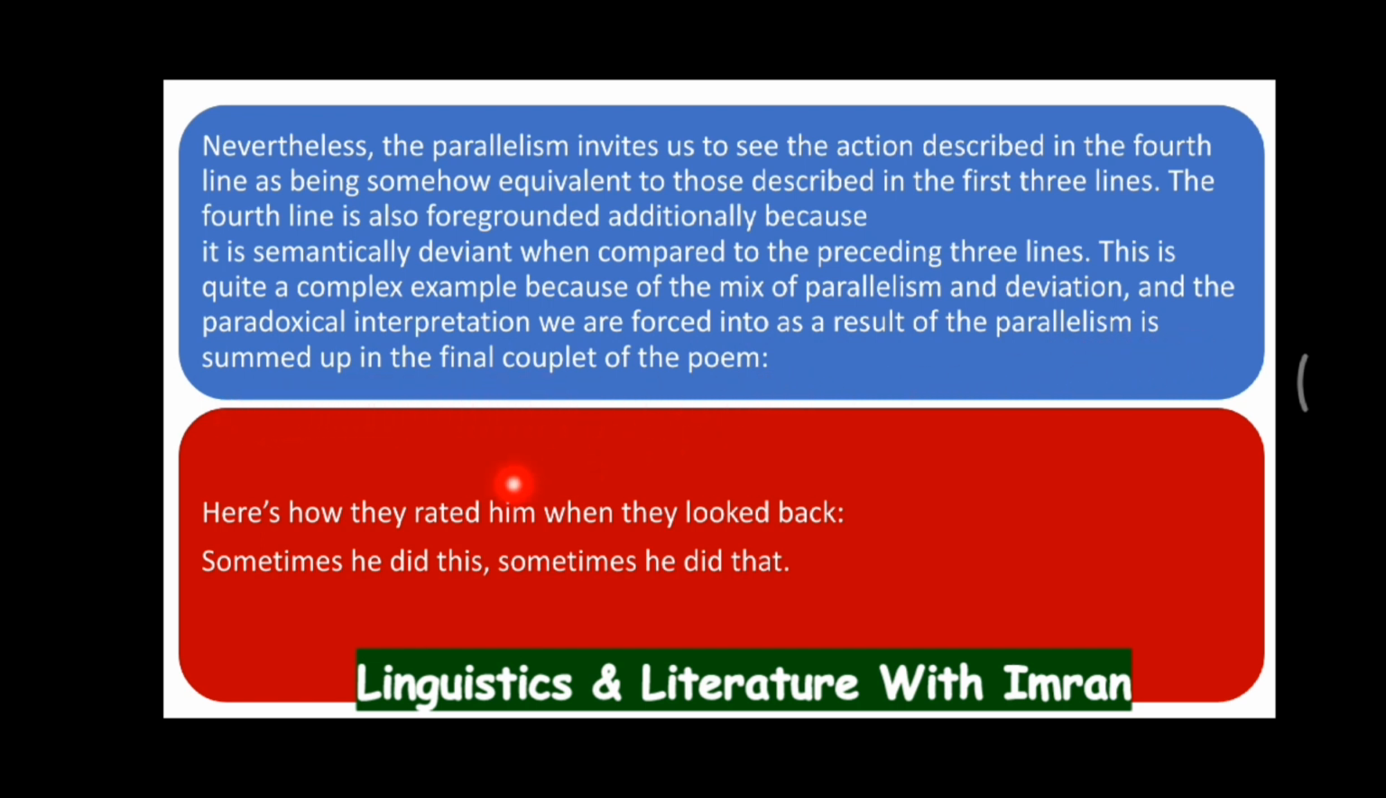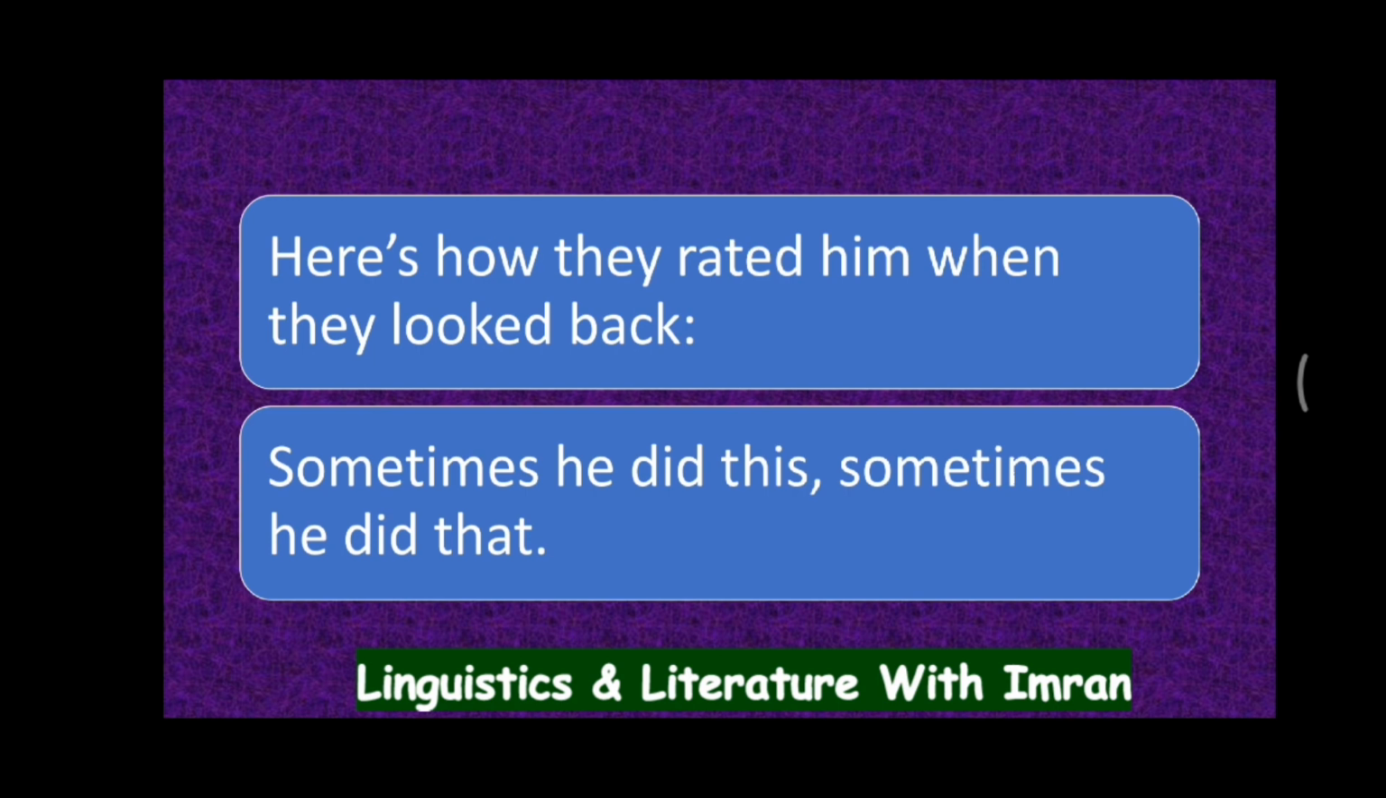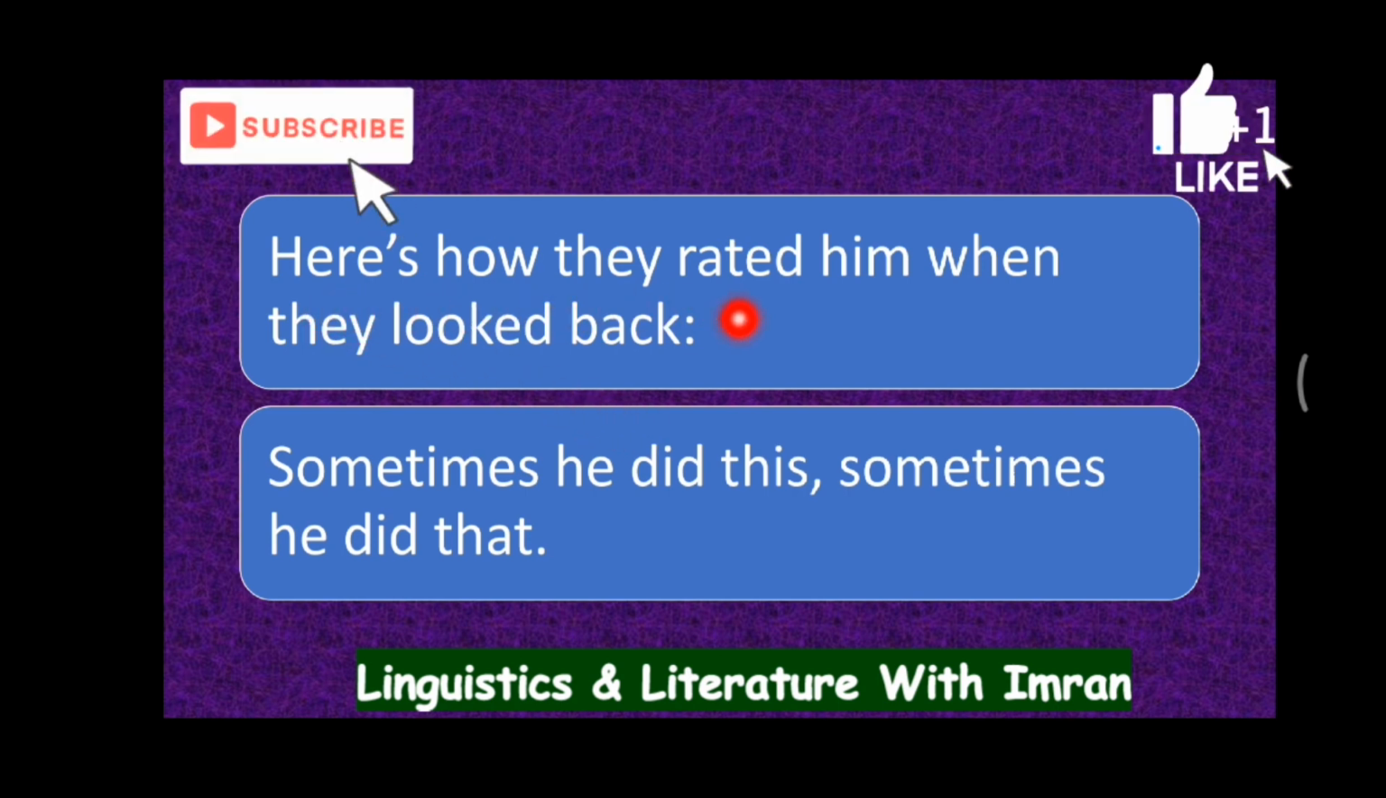You can see here, is how they rated him when they looked back, and sometimes he did this and sometimes he did that. Again, we can see in this last line a parallel structure: sometimes he did this and sometimes he did that. So in the final couplet, again, we can see a parallel structure, right?